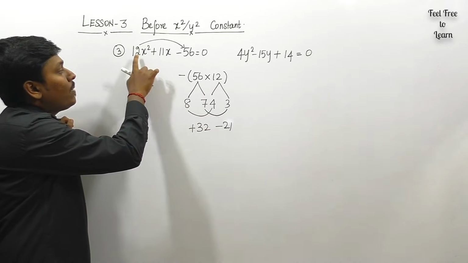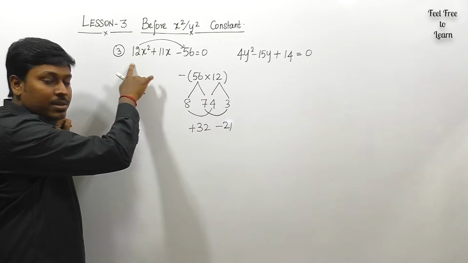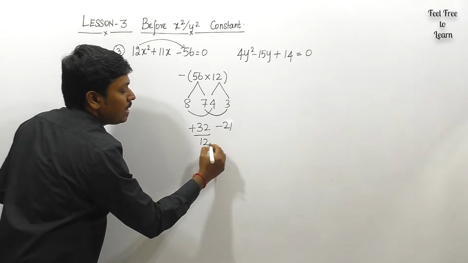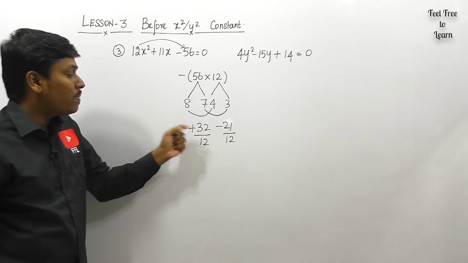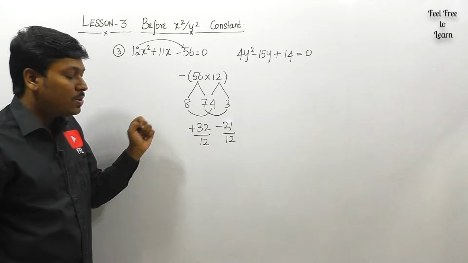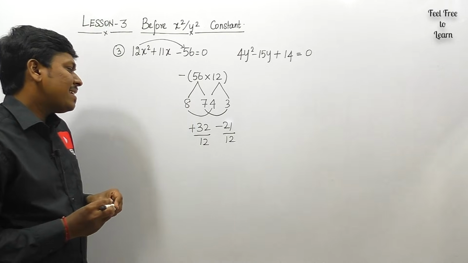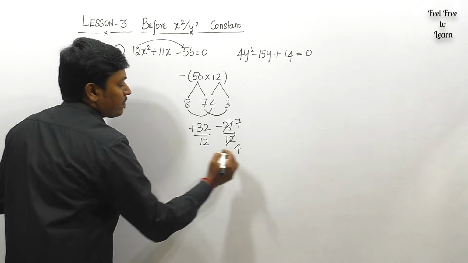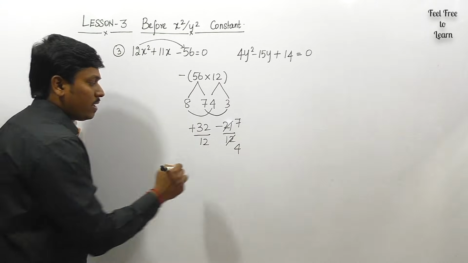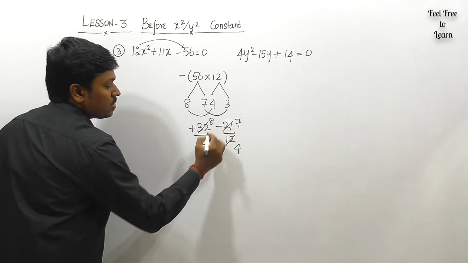And similarly, before x square, we have a constant 12. So divide this by 12, again divide this by 12. So finally, we got factors, that is minus 21 divided by 12 and plus 32 divided by 12. I think we can cancel this on 3 table, right? So 7 3s are 21, so 4 3s are 12. And similarly, we can cancel this on 4 table. So 8 4s are 32, so 4 3s are 12.